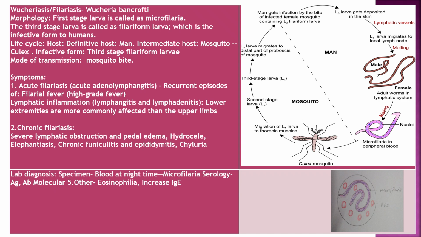Now symptoms: acute filariasis and chronic filariasis. Acute filariasis: acute adenolymphangitis, recurrent episodes of filarial fever, high-grade fever, lymphatic inflammation, lymphangitis and lymphadenitis. Lower extremities are more commonly affected than the upper. Chronic filariasis: severe lymphatic obstruction and pedal edema, hydrocele, elephantiasis, chronic funiculitis, epididymitis, chyluria. Lab diagnosis: specimen blood at night time, microfilaria detection, serology, antigen antibody, molecular test. Other: eosinophilia, increased IgE level.